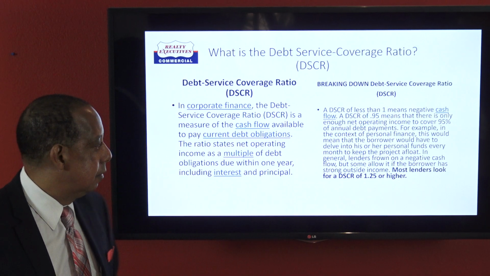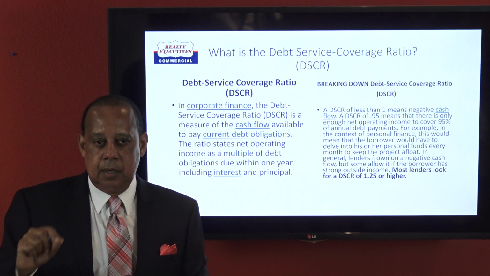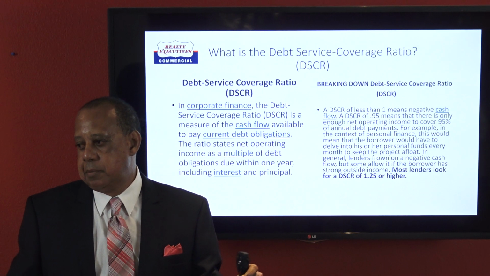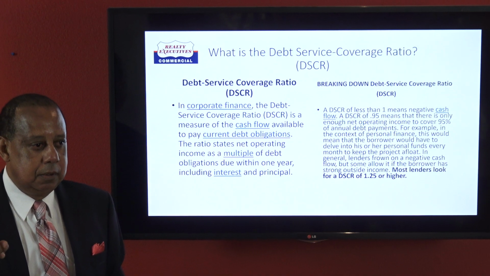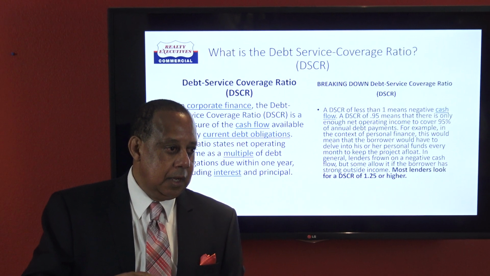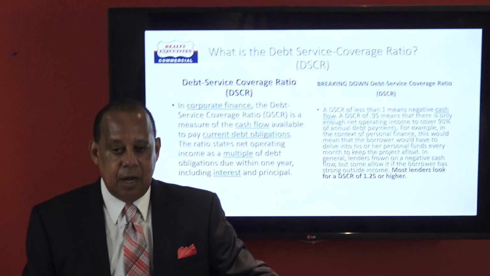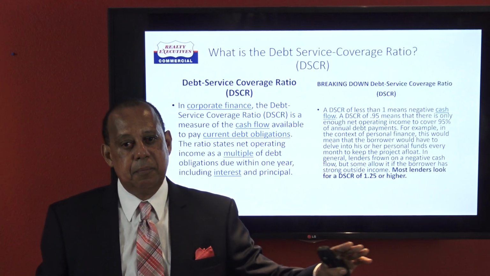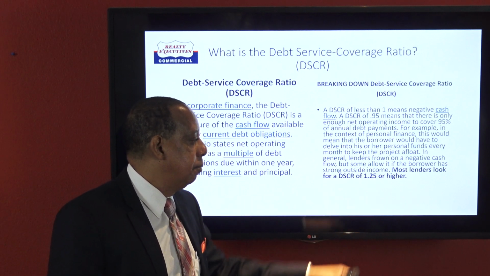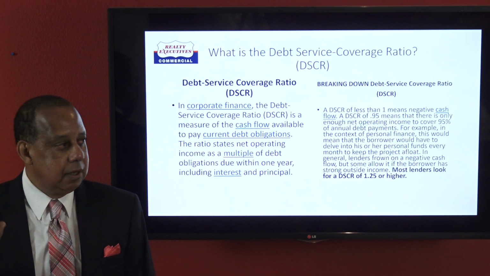Let's make a long story short. When a bank looks at an income property, they look at the property more than your credit. They don't really care that much about your credit. What they care about is, can the property cover its own debt? Can the income coming in from the property take care of the debt of that property? That's what the bank is really looking for. As a matter of fact, the bank is looking for a 1.25 or higher.